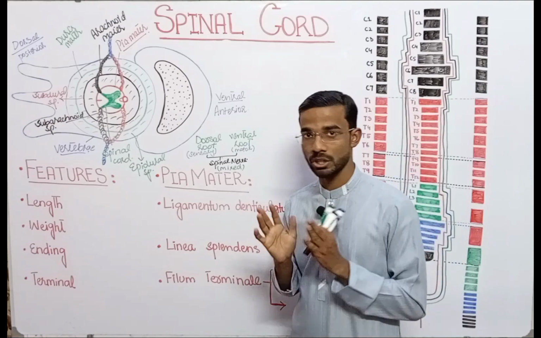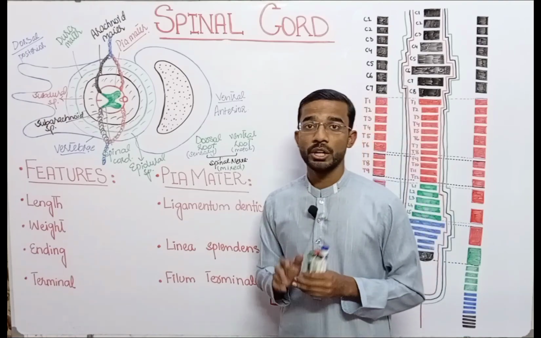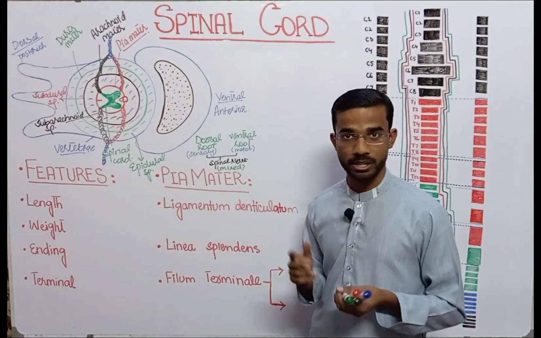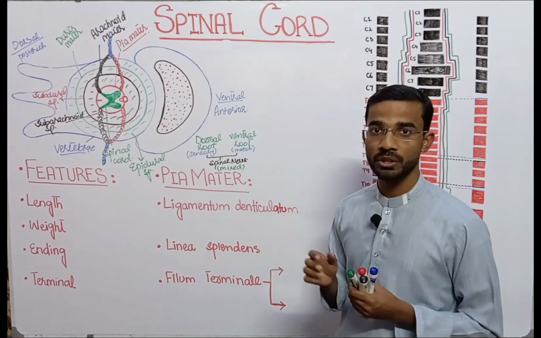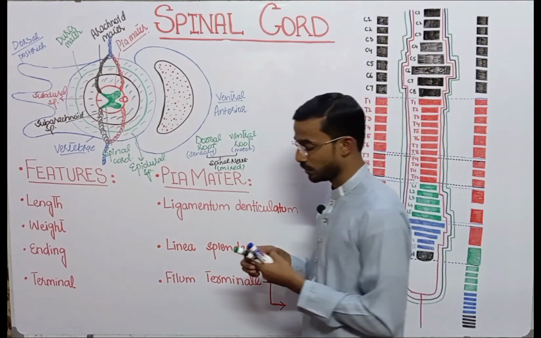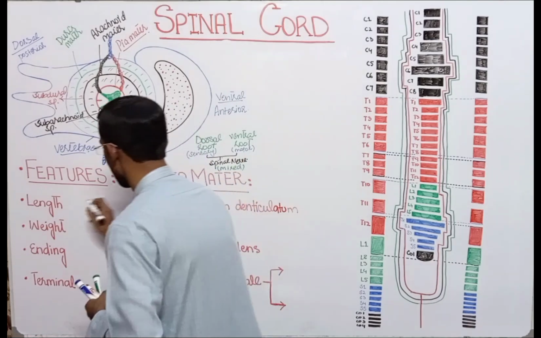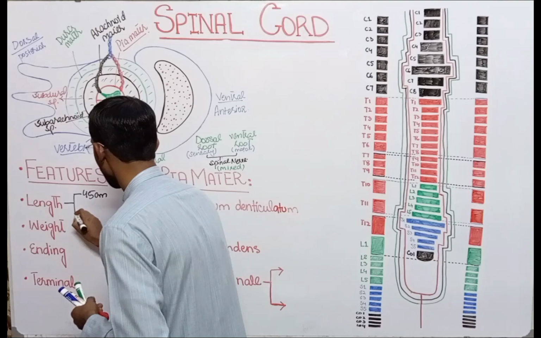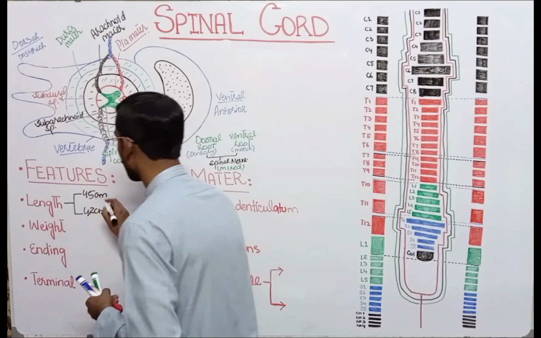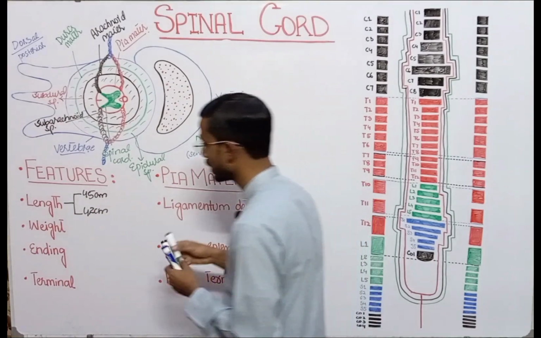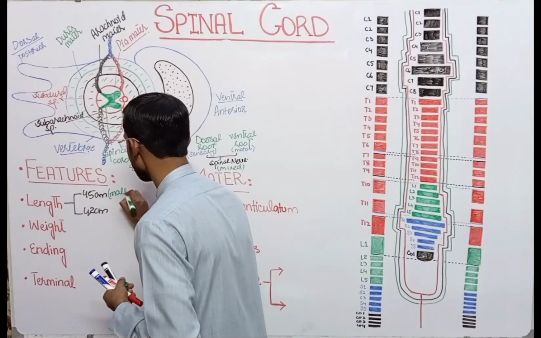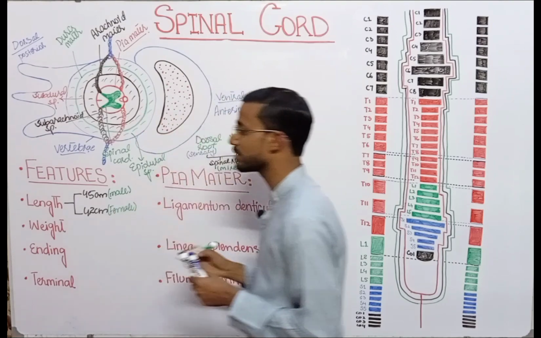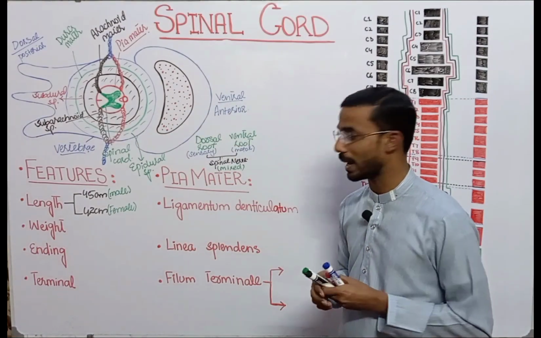So this is basically the general overview, and next we will discuss the different features of the spinal cord. These are basically the general features. The first feature which we will discuss is the length. The spinal cord length is 45 centimeter and 42 centimeter. 45 centimeter length is present in the male. This is the male case, and this is the female case. Female has a relatively smaller length of the spinal cord.